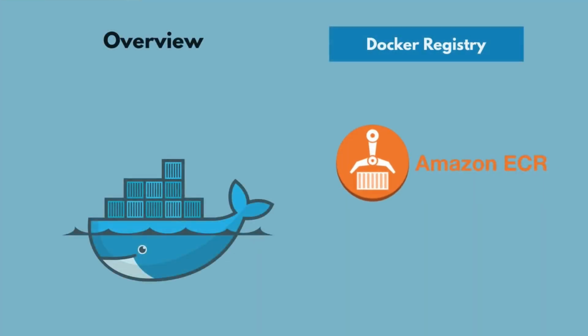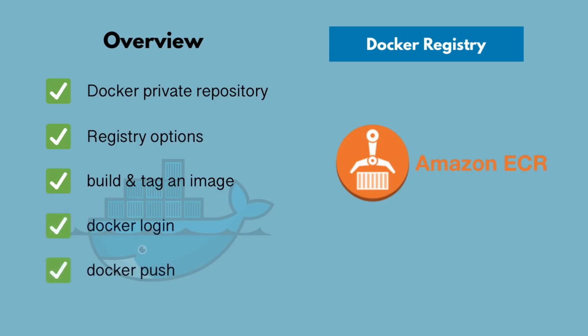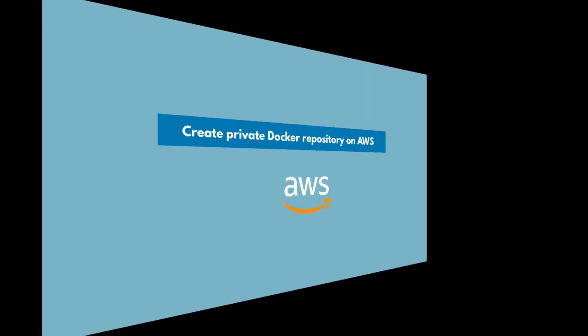So in this video, we're gonna create a private repository for Docker images on AWS ECR. There are many more options for Docker registries, among them Nexus and DigitalOcean. So we're gonna see how to create a registry there, build and tag an image so that we can push them into that repository. And in order to push the images into a private repository, you first have to log into that repository. So let's see how it all works.